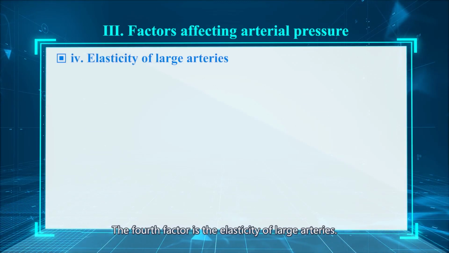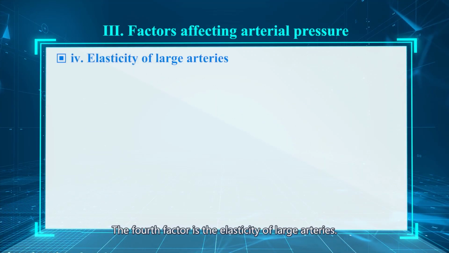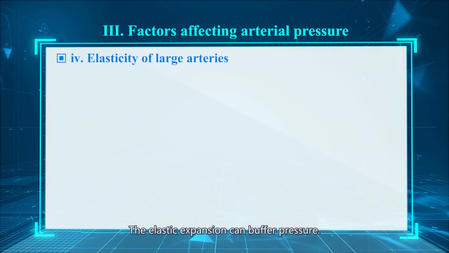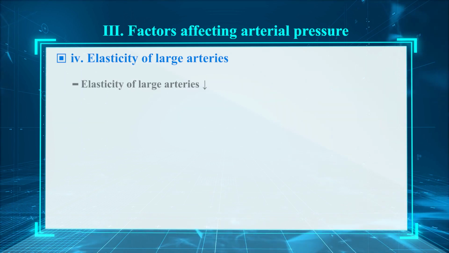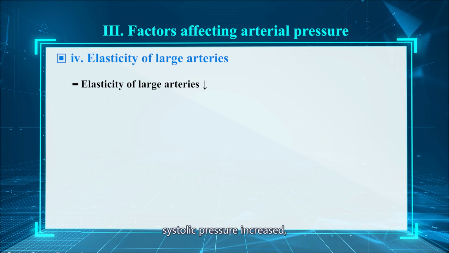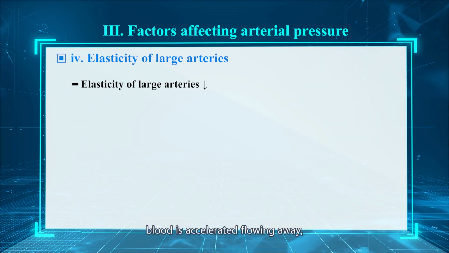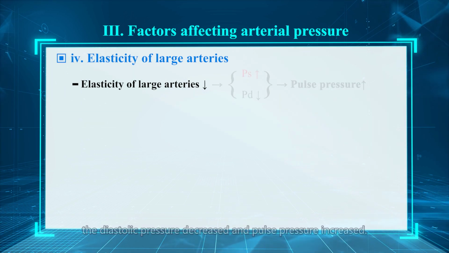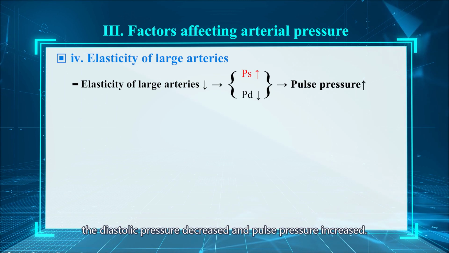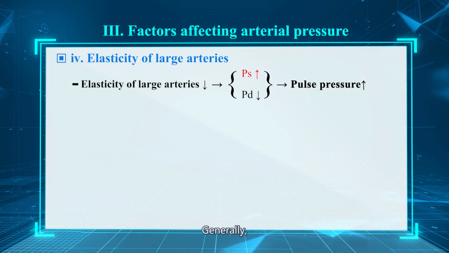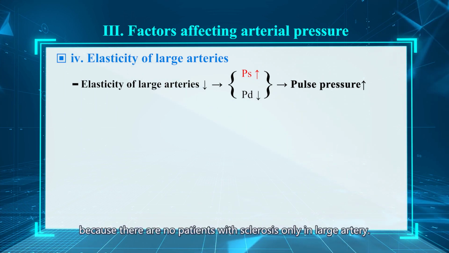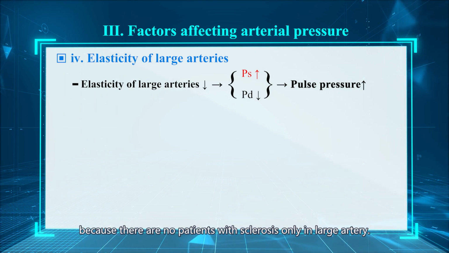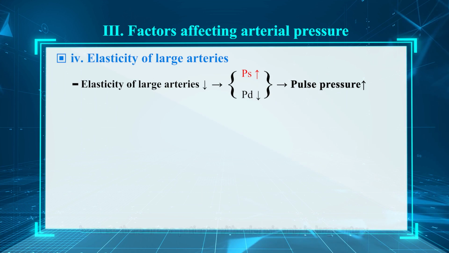The fourth factor is the elasticity of large artery. The elastic expansion can buffer the pressure. If it decreased, systolic pressure increased. Blood is accelerated flowing away, so the diastolic pressure decreased. Pulse pressure increased. Generally, this can't be seen in clinic, because there is no patient with sclerosis only in large artery.